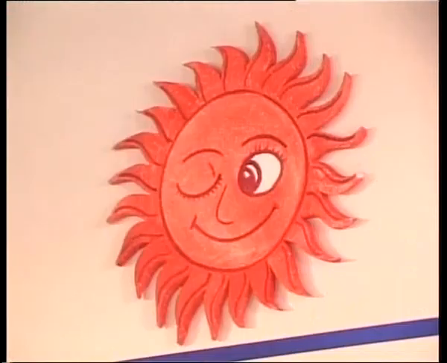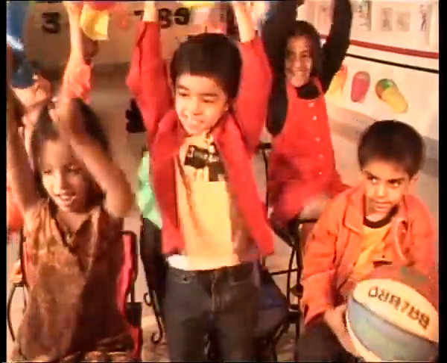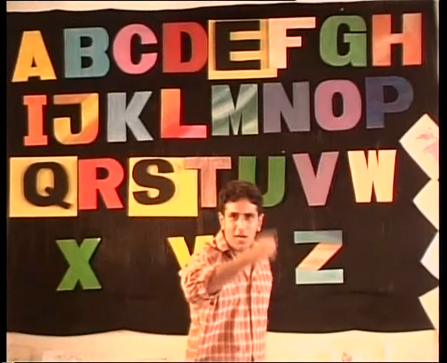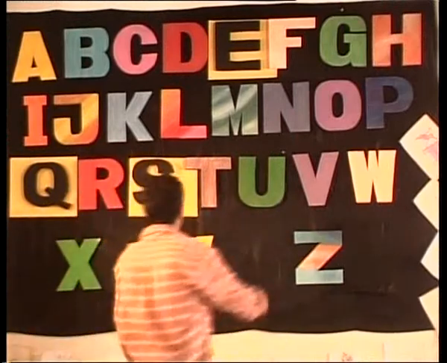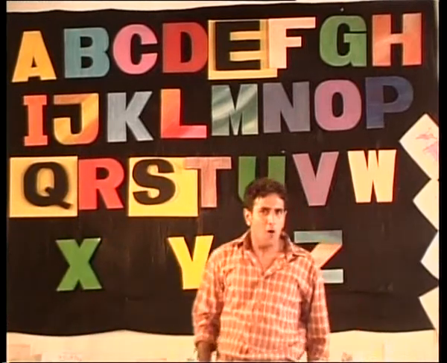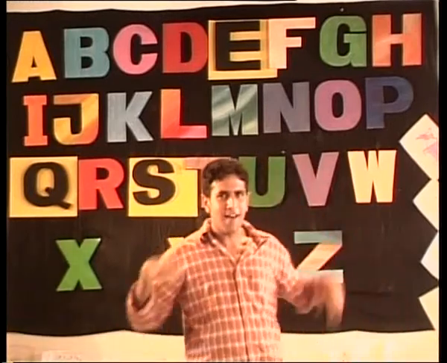Now let's see what S stands for. S stands for sun. Hey kids, look at the sun smiling at us. That means it's also enjoying learning letters like you all sweet little kids. And children, do you know that the sun rises in the morning and sets in the evening? Yes! Okay kids, now let us see what comes after S. After S comes T. Now we will see how to write T.